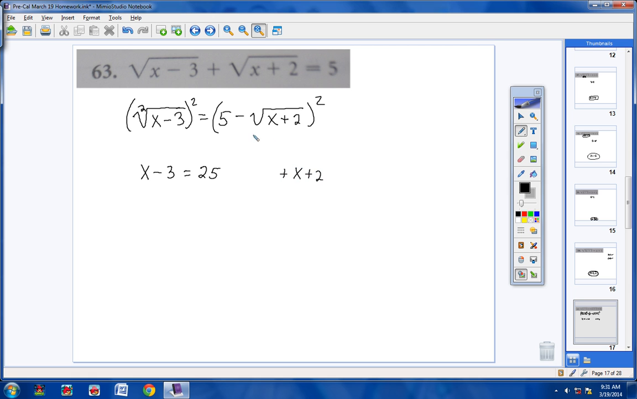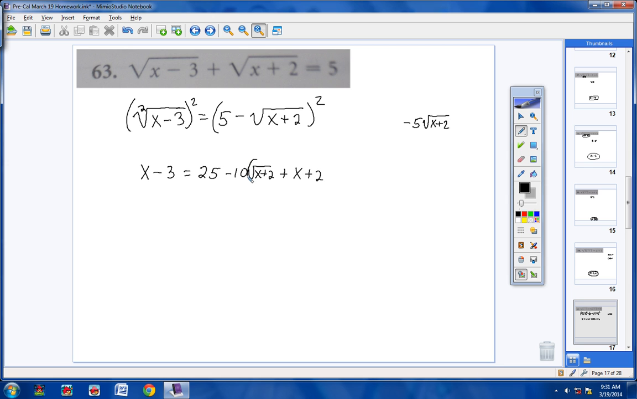The radical's gone. And then you can multiply these two together, which will be a negative 5 square root of x plus 2. And then you double it. So when you double it, you will get negative 10 square root of x plus 2. When you double it, you just double the outside number. And that is a shortcut that will really save you time trying to work with all of this. So there, we have eliminated one radical.